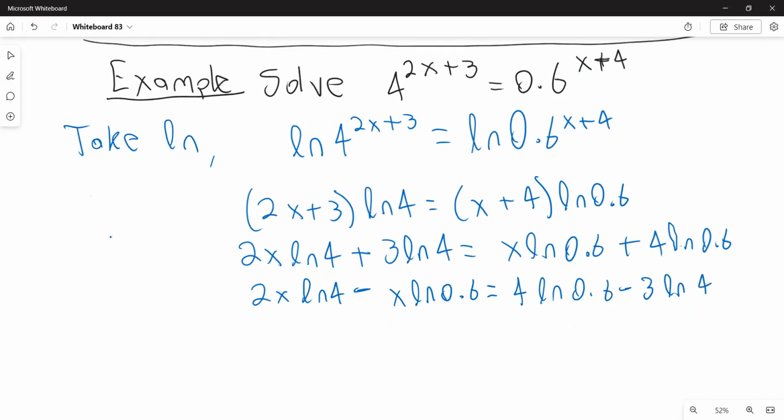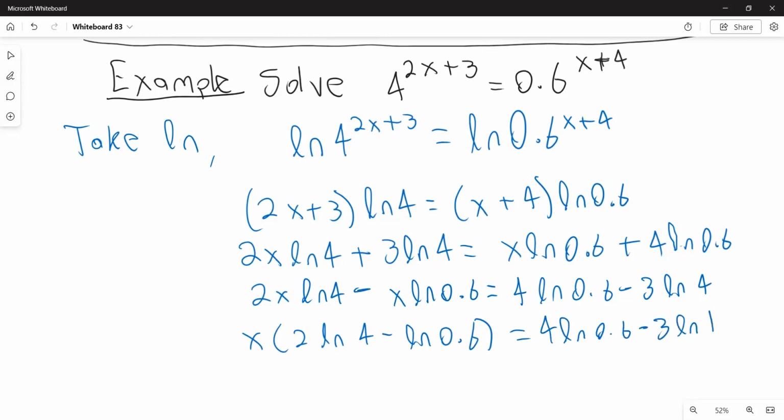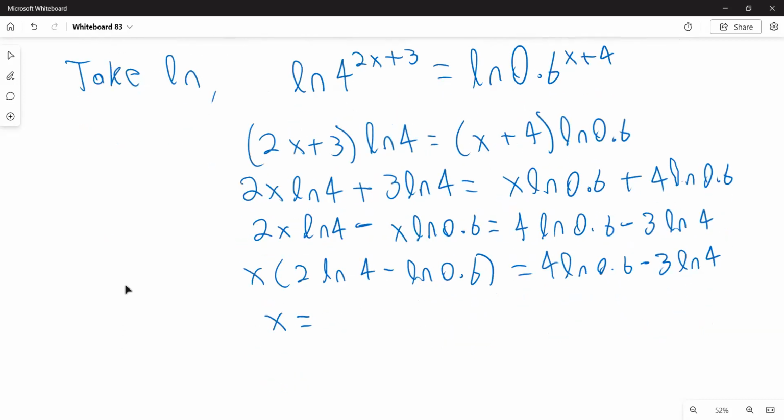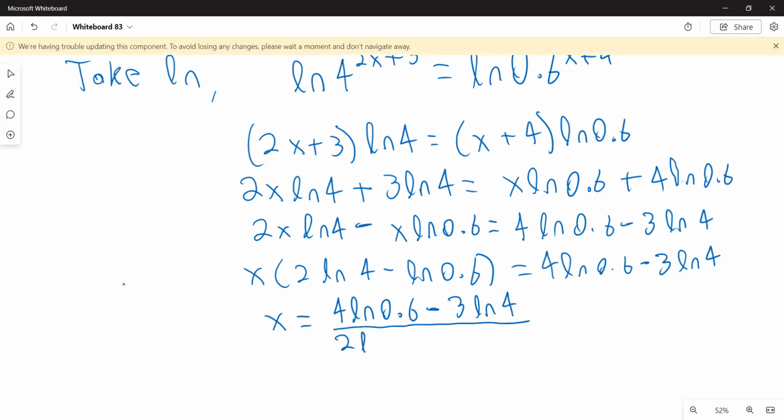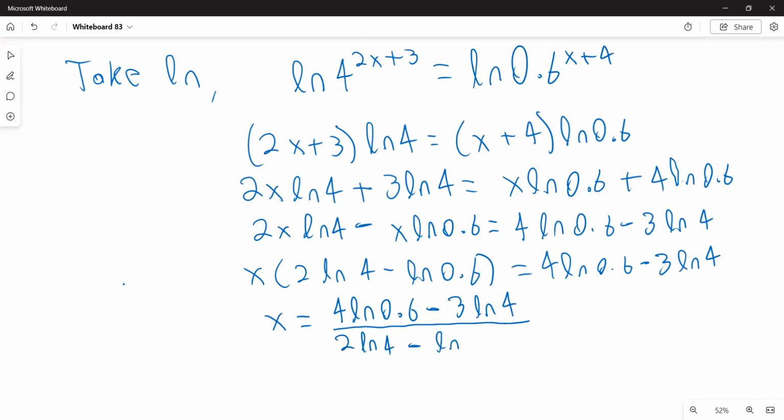The common factor is x, so we can factor out x. That is equal to 4 natural logarithm of 0.6 minus 3 times natural logarithm of 4. And finally, solving for x, that is going to be 4 natural logarithm of 0.6 minus 3 natural logarithm of 4, divided by 2 times natural logarithm of 4 minus the natural logarithm of 0.6. Now that's the exact answer.